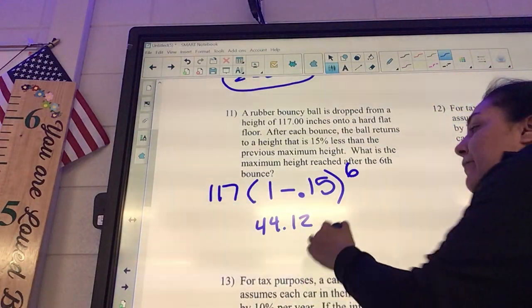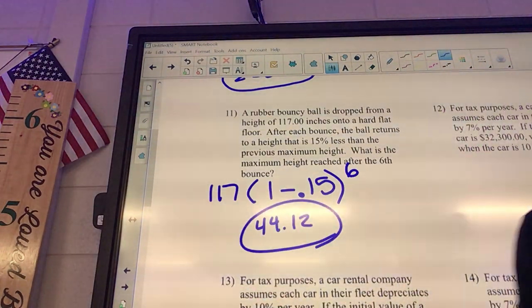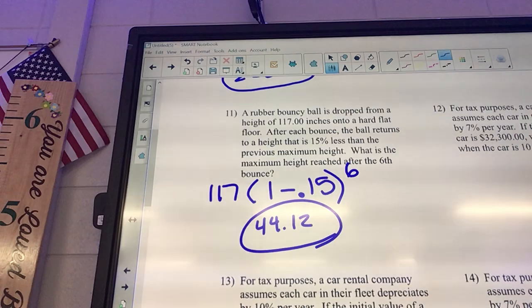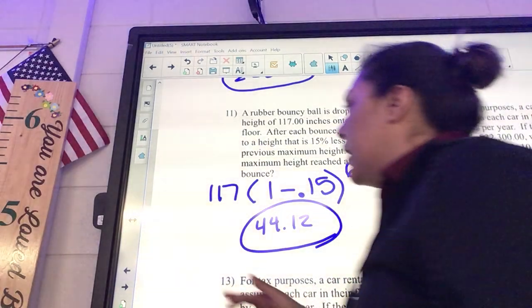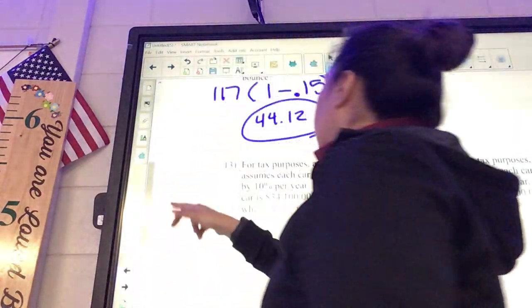You don't have to put inches. I don't want to say you should, but in science class, it's really important to put units like milliliters, stuff like that, but I don't really care. If you got that, you got it.